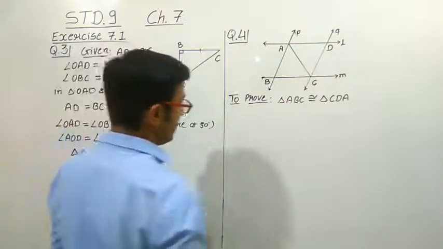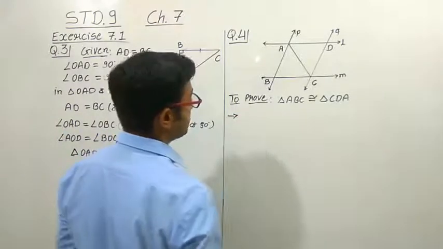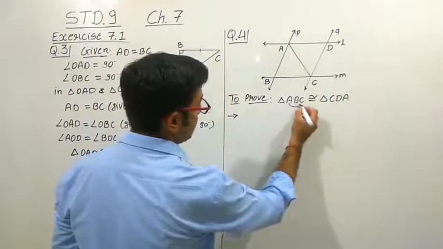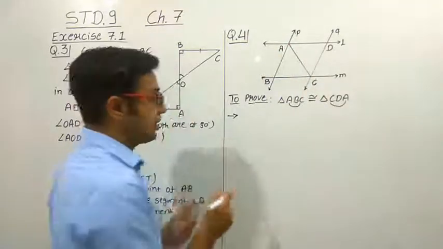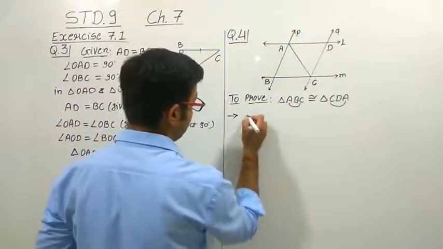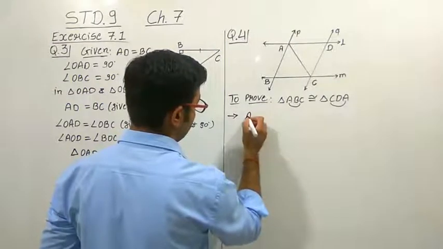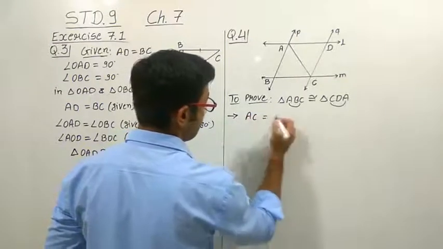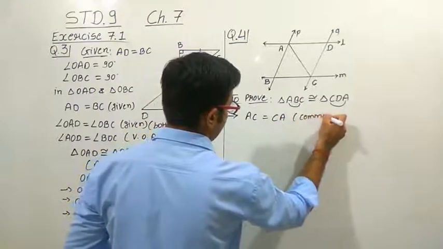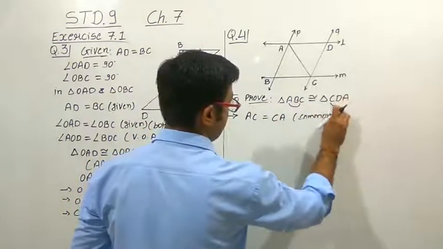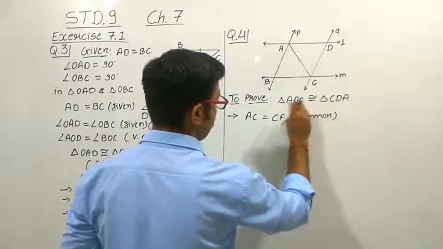Right? So one thing we can write down here: you can see AC and CA. That means this side AC is common in both triangles. So the first condition we can write down is that AC is equal to CA. This is the common side, right? These two sides are common.